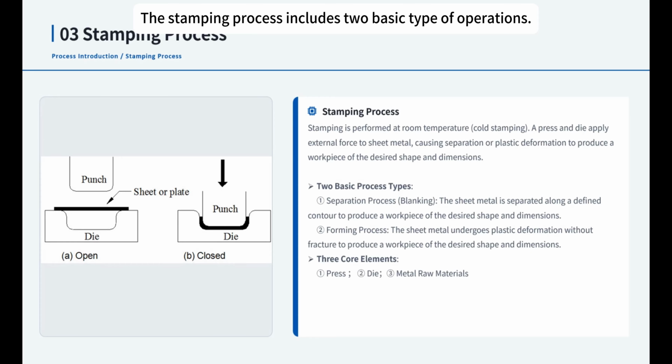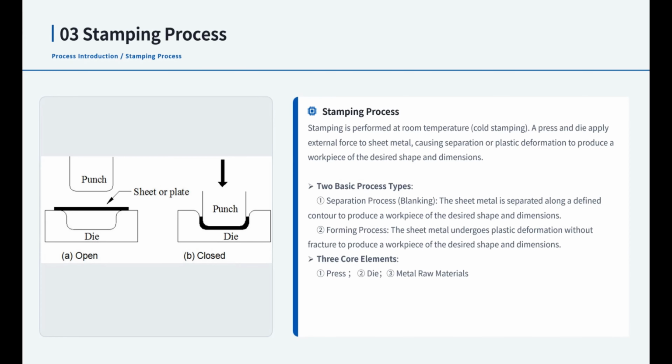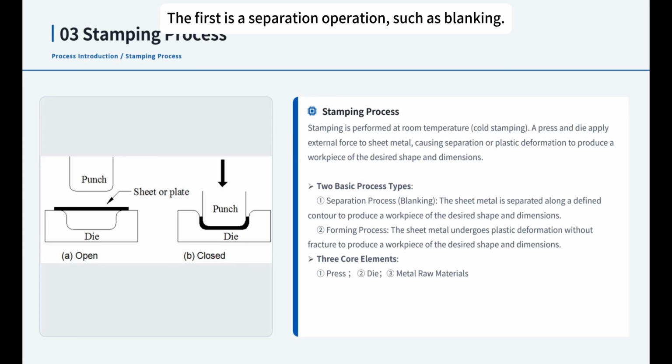The stamping process includes two basic types of operations. The first is separation operation, such as blanking. In this process, the sheet metal is cut along a defined contour to produce the required shape and size. The second is forming, where the sheet metal undergoes plastic deformation without cracking to create a desired three-dimensional shape and dimensions. To ensure a stable process and consistent quality, three core elements must work together: the stamping press, the die, and the metal raw material being formed.